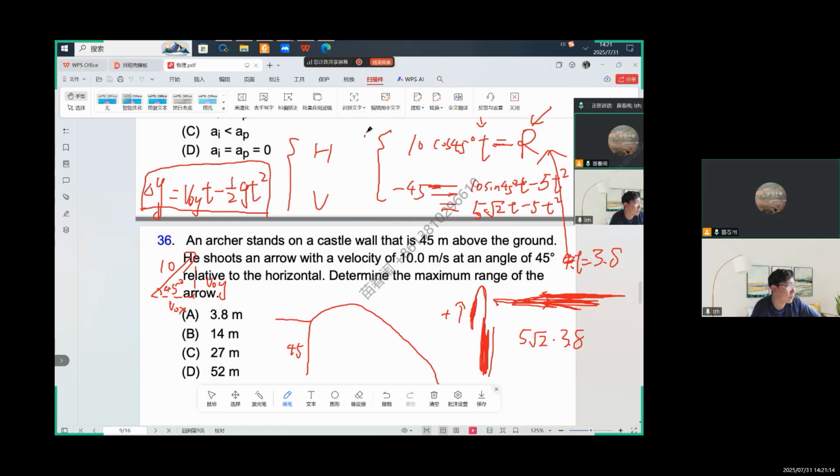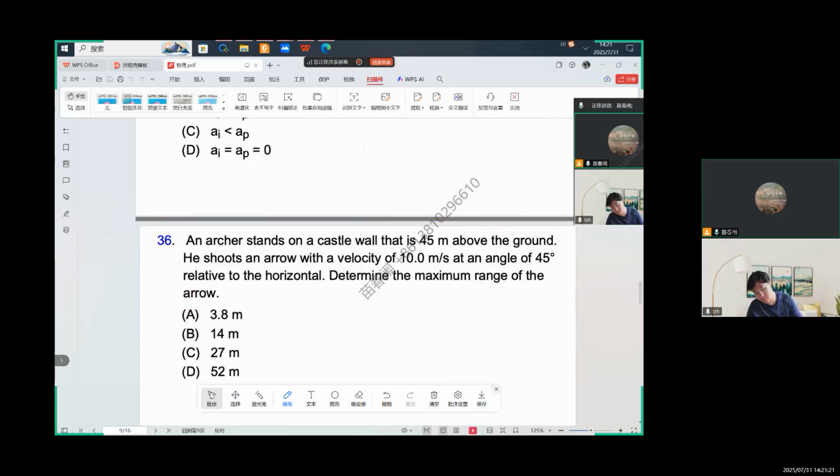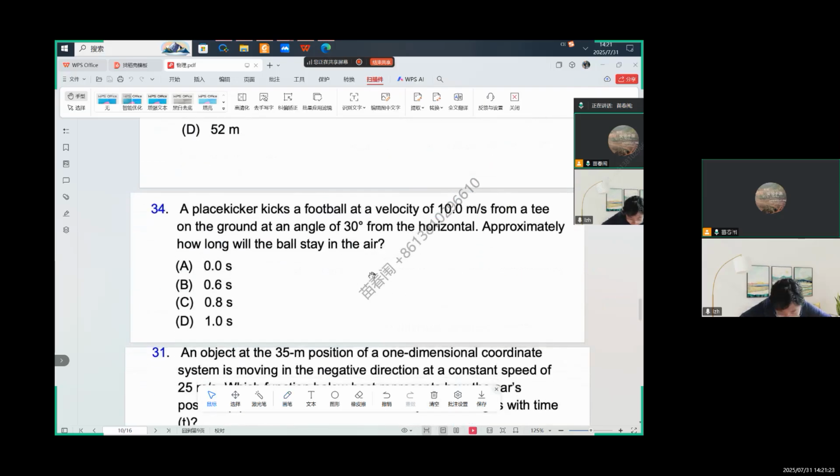I almost always like that projectile. We need these two equations, one vertical and one horizontal. Let's go on with this. This is 36 and 34.